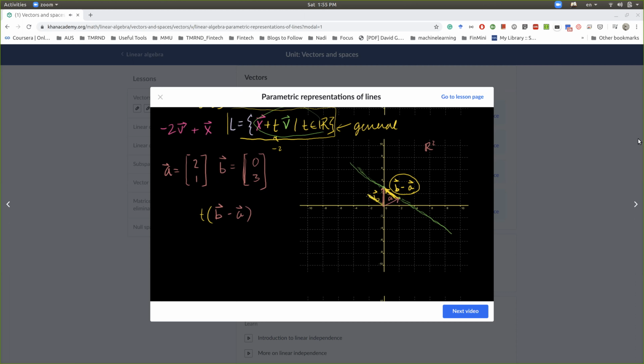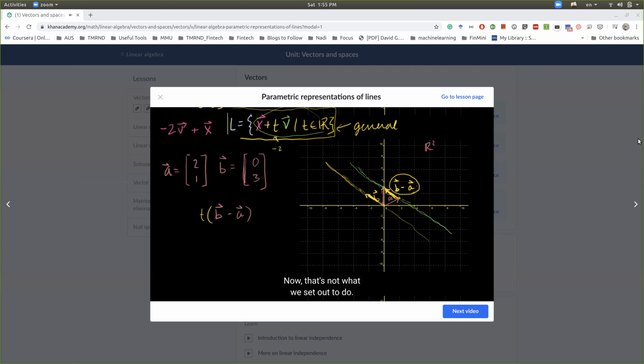Right? It would start at 0, it would be parallel to this, and then from 0 we would draw its endpoint. So if we just multiplied some scalar times b minus a, we would actually just get points or vectors that lie on this line. Vectors that lie on that line right there. Now, that's not what we set out to do.